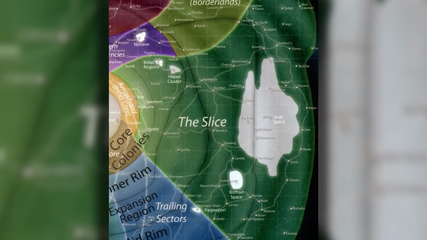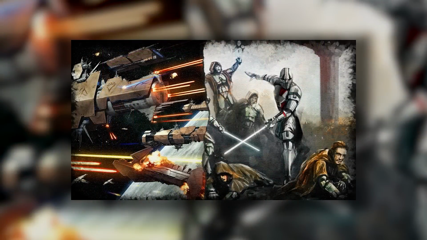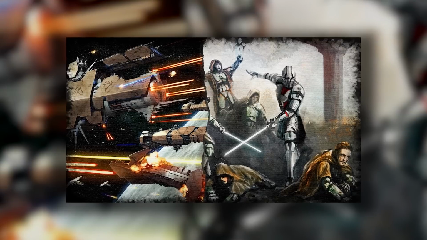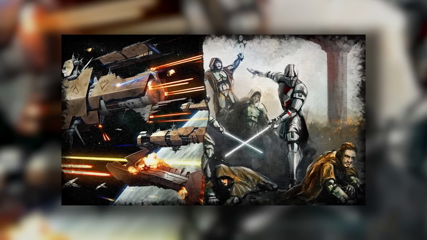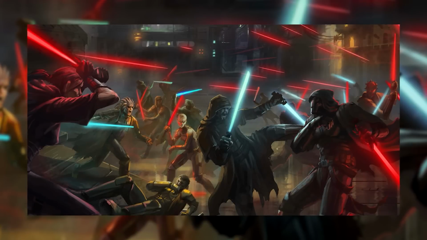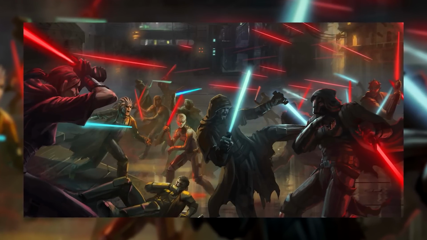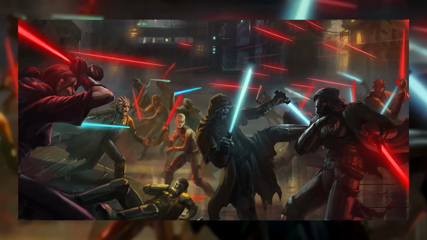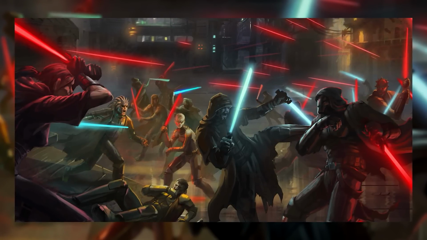So, why was the slice such a common target? During the early wars of the Republic, the obvious answer was that it was where the Republic's active expansion and development were happening. But in the Sith Wars, it was a different story. The slice was always a priority target for two reasons. Firstly, it contained the bulk of the Republic's industrial base, but secondly, it was the best route into the core during the Old Republic era.